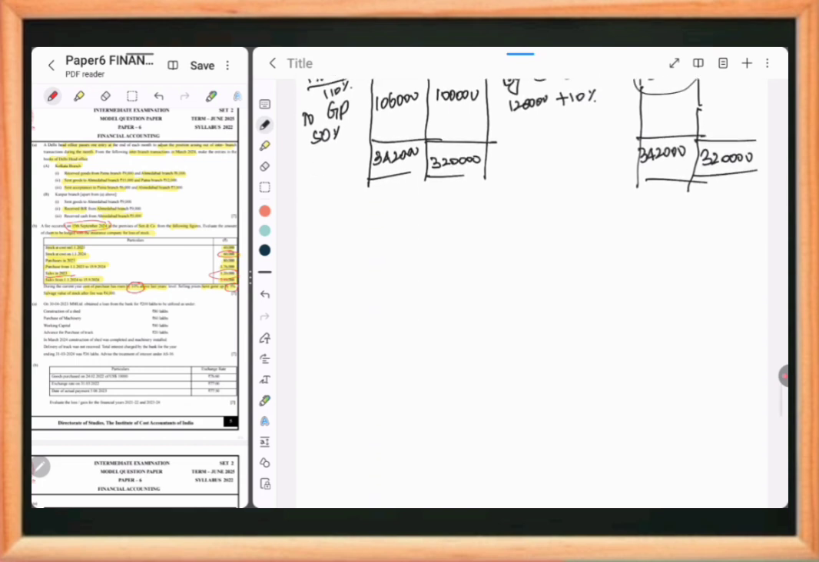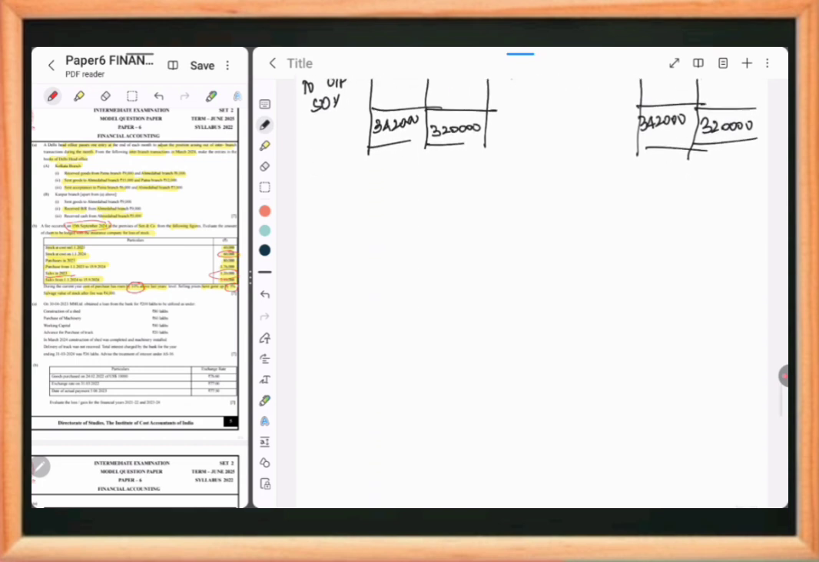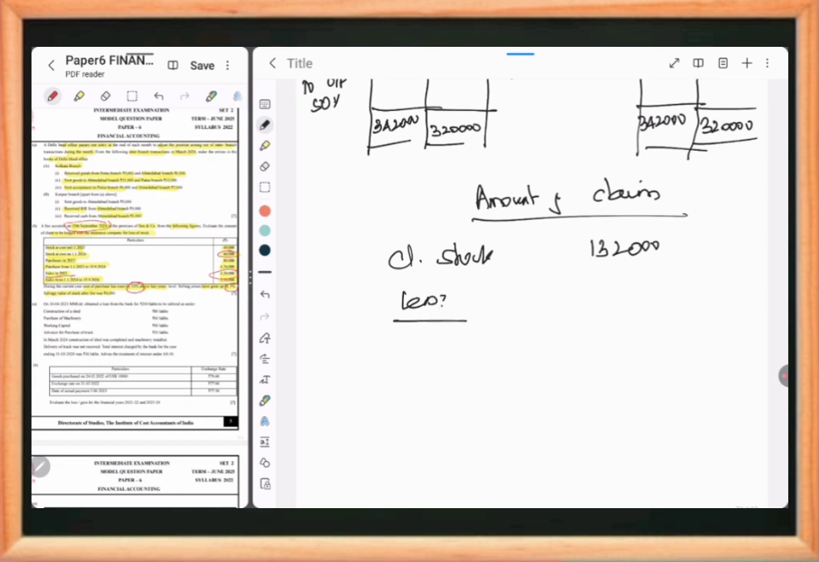So what is the amount of claim? The amount of claim is closing stock, rupees 1,32,000 less, actually there is a salvage value, we have to deduct the salvage value. How much? That is 4,000 rupees as per the question. So the remaining balance we can claim from the insurance company.